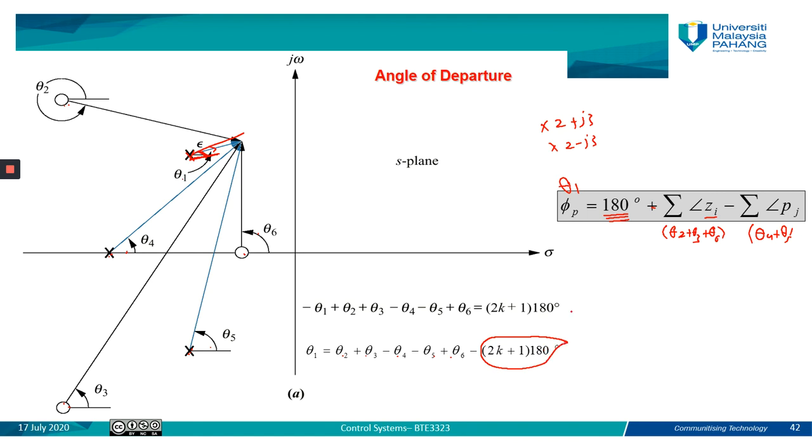Why 2k plus 1? Same, it can be any odd multiple of 180. So k equal to 0 will be 180, k equal to 1 will be 540, and so on.